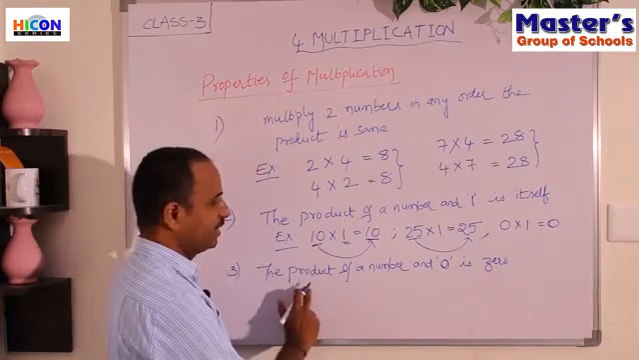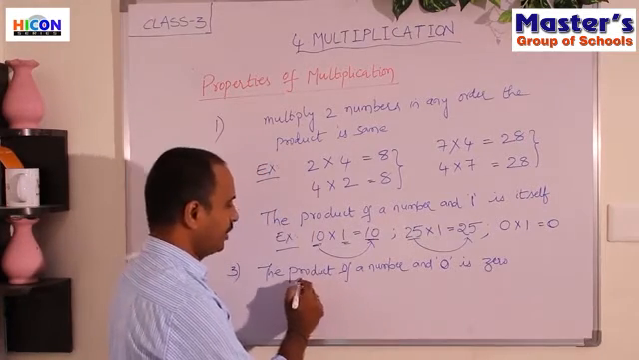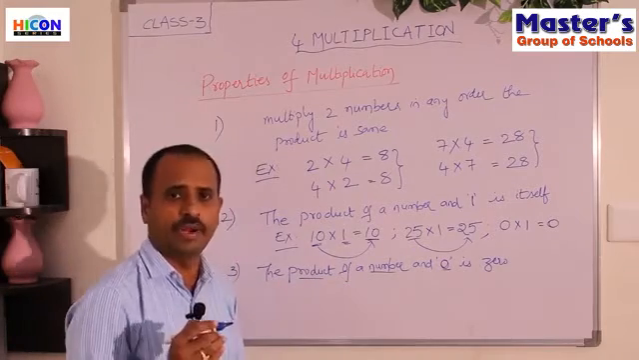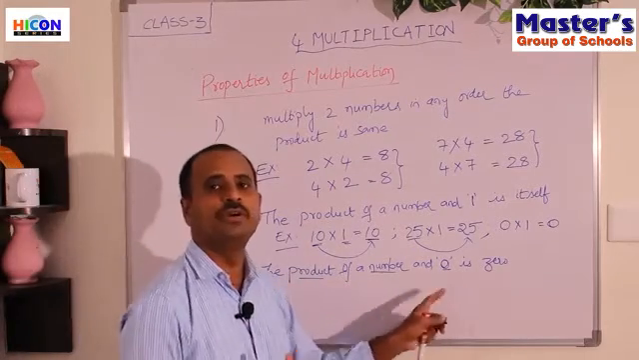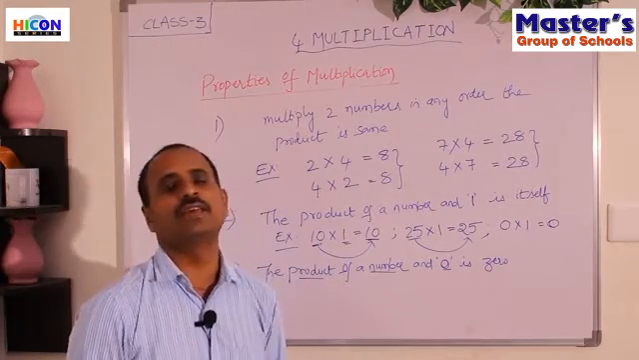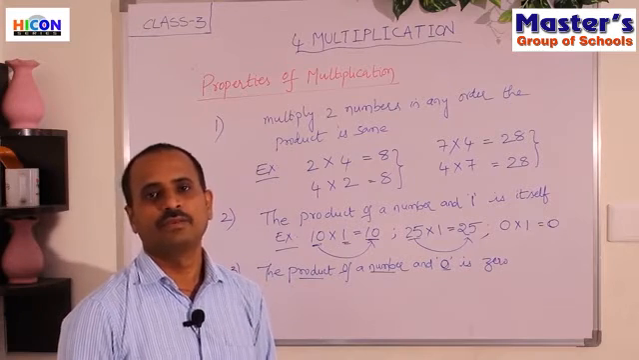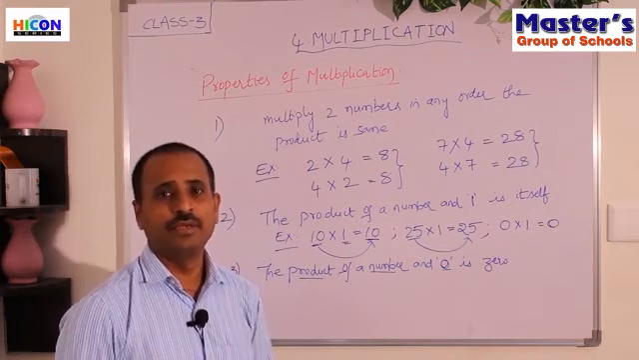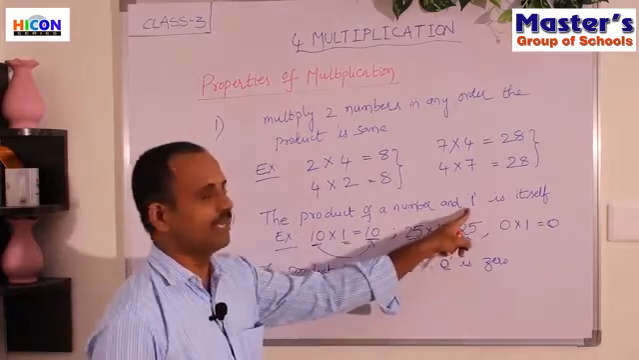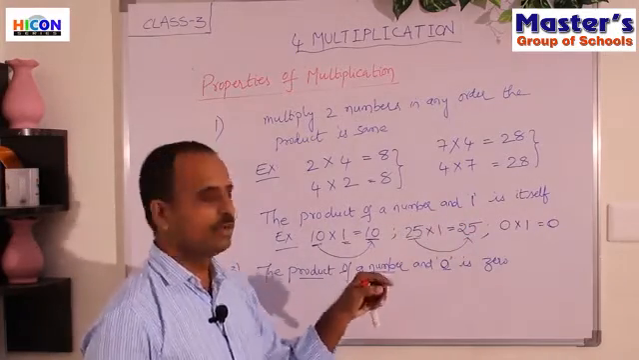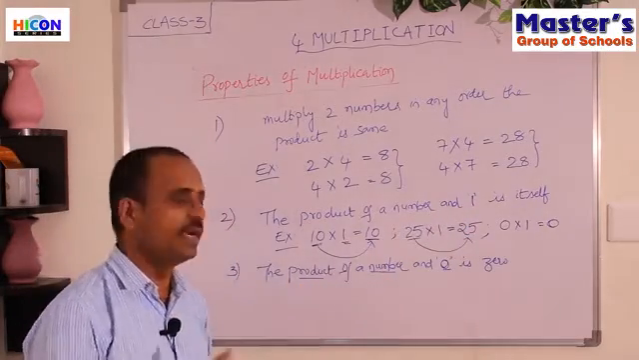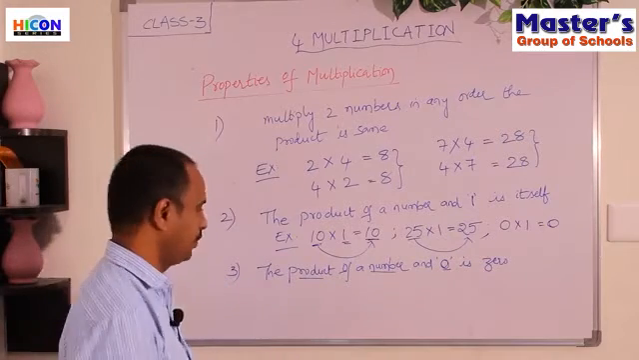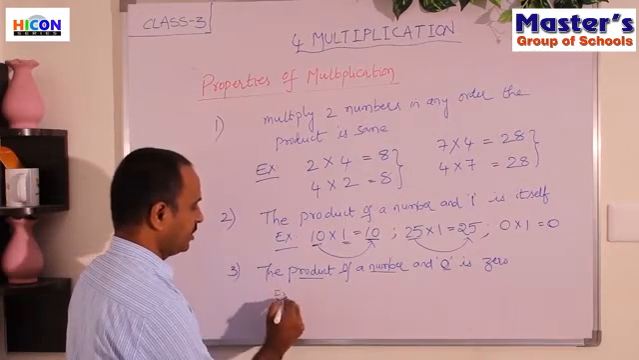So what is the meaning of this property? The product of a number and 0 means if you multiply any number with 0, you will again get 0 as the product. If you multiply any number with 1, you will get the same number. But the third property is, if you multiply any number with 0, you will get 0 as the product. Let us see some examples.